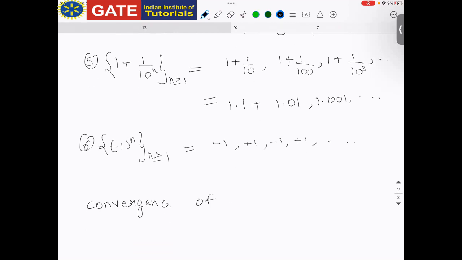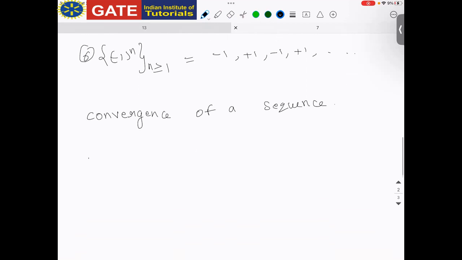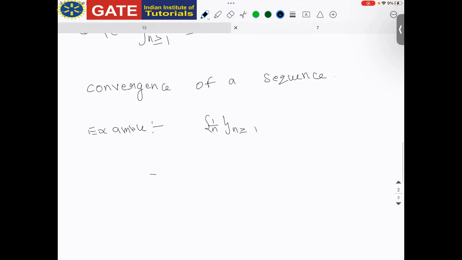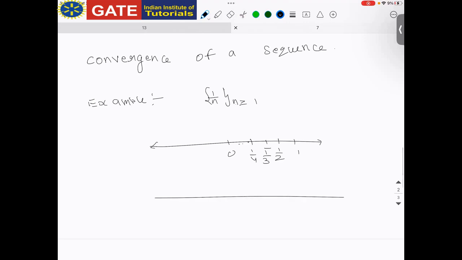So convergence of a sequence. So first look at the example. Consider the sequence 1 by n, n greater than equal to 1. Let's plot this on the real line. Consider this as 0, this as 1, then 1 by 2, then 1 by 3, then 1 by 4 and so on, right?